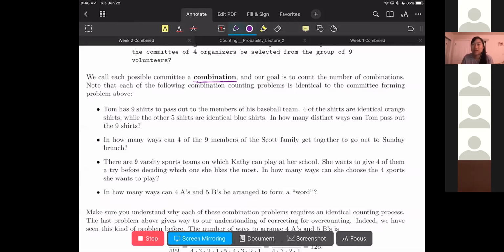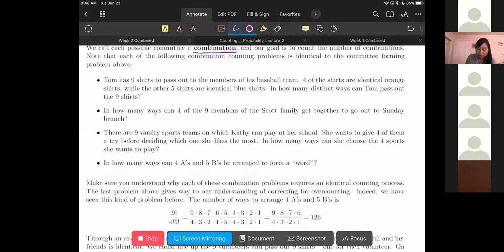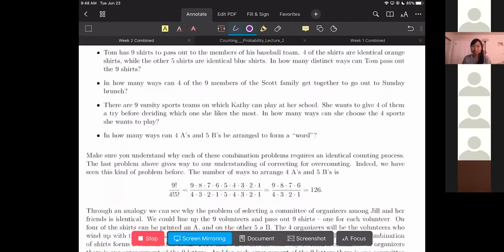So let's look at how to actually compute a combination. And some of you might have already seen this in the Art of Problem Solving book. But let's in particular look at this last formulation, how many ways can 4 A's and 5 B's be arranged to form a word. And this is tying back to the overcounting stuff that we did at the very beginning of today's lesson.